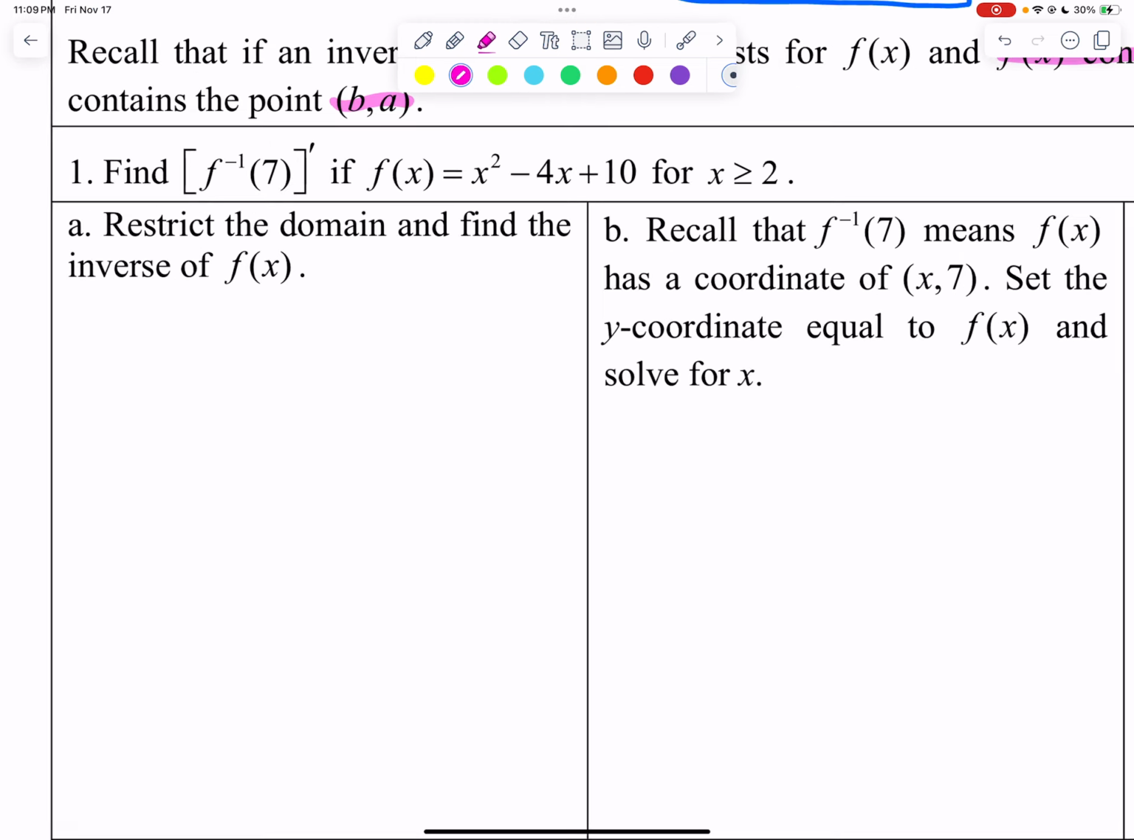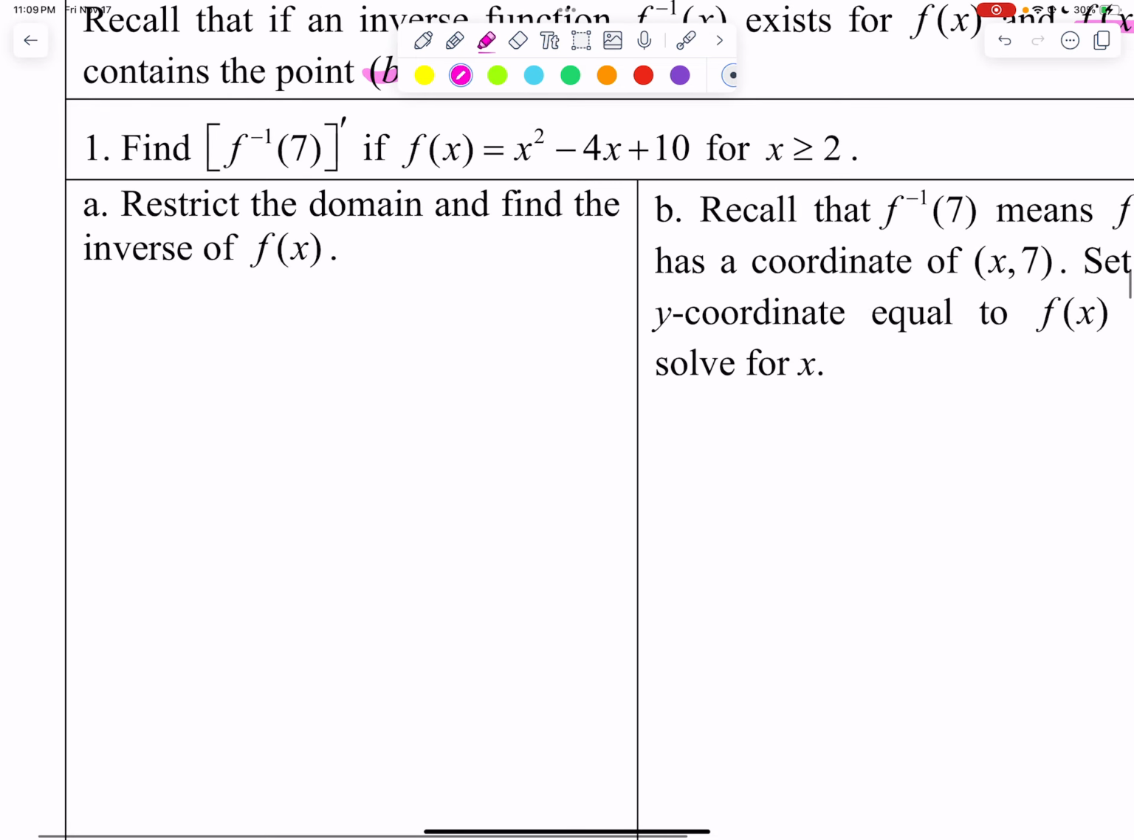1a is going to be me finding the inverse and then taking the derivative of the inverse at 7, essentially. So what we're going to do is restrict the domain and find the inverse of f of x, and then we're going to evaluate that at 7 for this function right here, where we have a restricted domain of x is greater than or equal to 2.